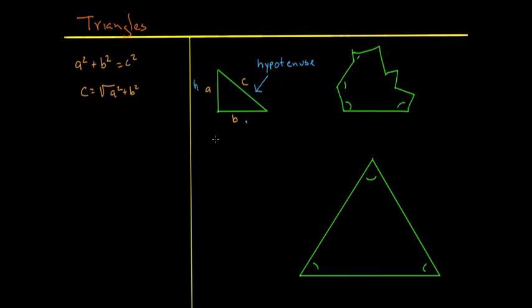So if we said our height was 2 and the base of this triangle was 4, we would multiply them, 2 times 4, and we would divide them by 2. So 2 times 4 equals 8 divided by 2. 8 divided by 2 equals 4. So the area of this triangle, if the base were 4 and the height were 2, would be 4.